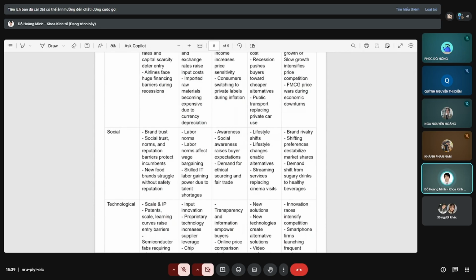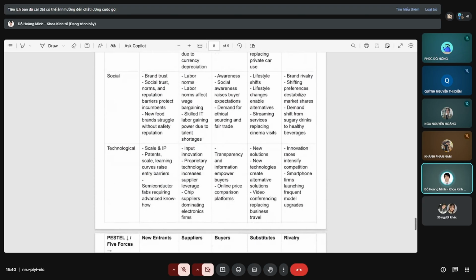When the customers are aware of their health, they will choose the product they consume. They will consume fewer products that contain much sugar, and they switch to healthy beverages. So it will change the competition between the existing firms.